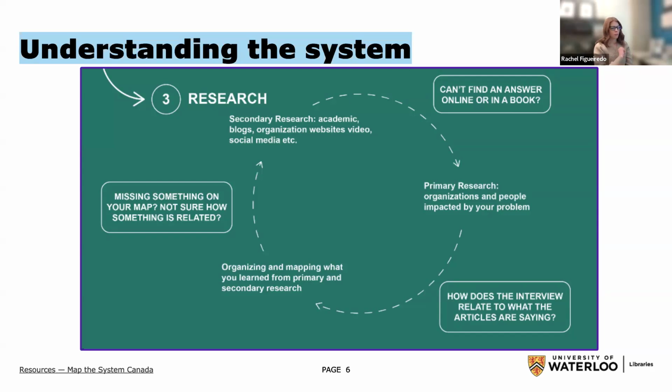And so what this is sort of recommending is that you would start with secondary research, find all the information that we can that's already been published on your topic so that you have a really strong footing in that subject area. And then from there, you could move into primary research. And these questions along the way, like, you can't find your answer in an online or in a book.